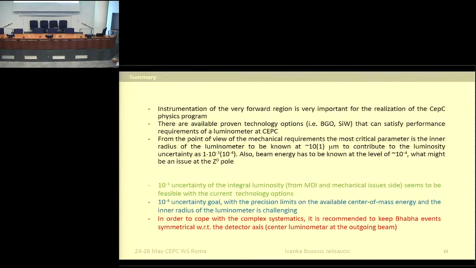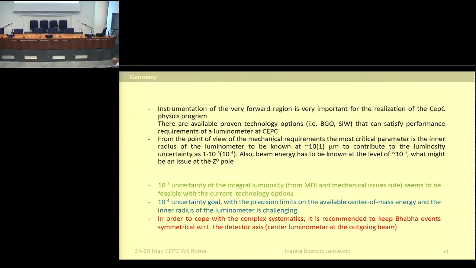Instrumentation of the very forward region is very important for CEPC, basically for every future e+e- collider as a precision machine. There are proven technologies to be considered as LumiCal options. It seems that 10 to the minus 3 uncertainty in integral luminosity is quite feasible with existing technology options, from the considered MDI and mechanical issues. The main challenge is the inner radius of the luminometer and the uncertainty of the center of mass energies. With respect to these two, 10 to the minus 4 is more challenging.